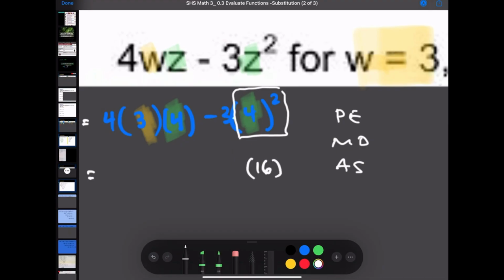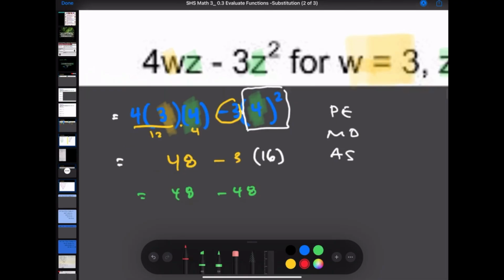Okay, here's the reason why I'm putting 16 in parentheses. Because that's going to be what right here? Multiplication. So I have 4 times 3 times 4. That's going to be 12. 12 times 4 is going to be 48. And negative 3 times 16 is going to be what? And 48 minus 48 is going to be 0. Raise your hand if you got 0.